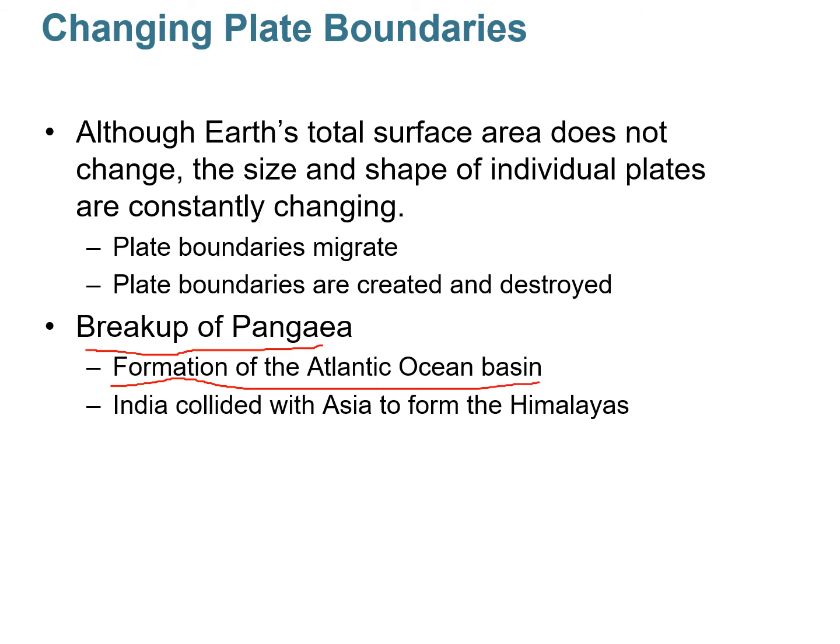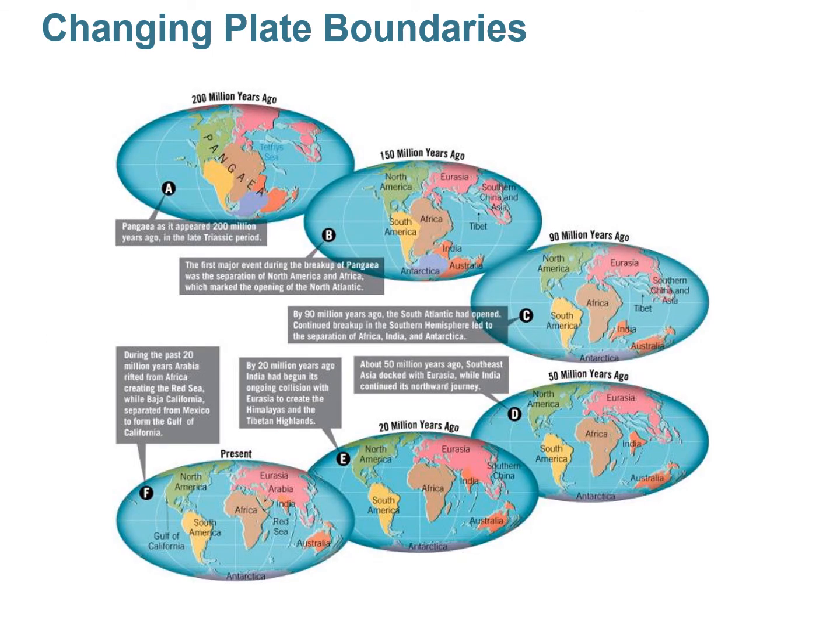So you can call the Atlantic Ocean's age about 200 million years old. That's when it formed, okay? And when Pangaea broke up, India collided into Asia and started forming the Himalayan mountains. Those are two major occurrences after the breakup of Pangaea.